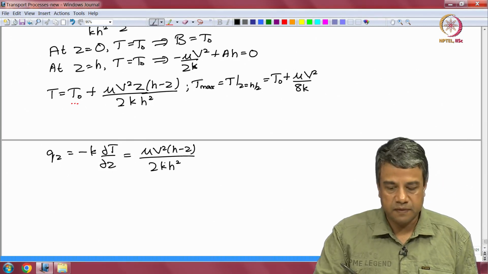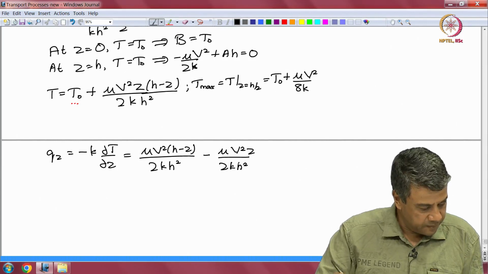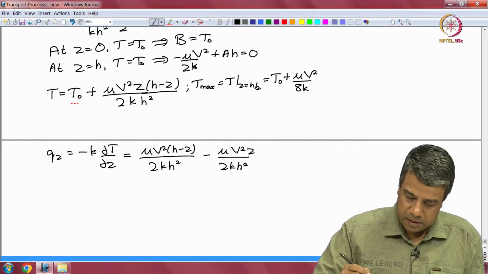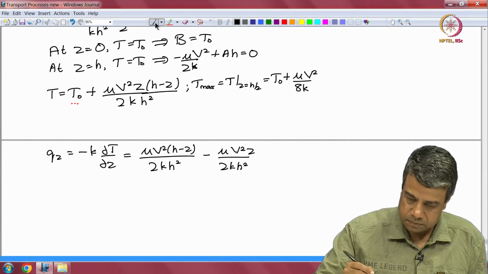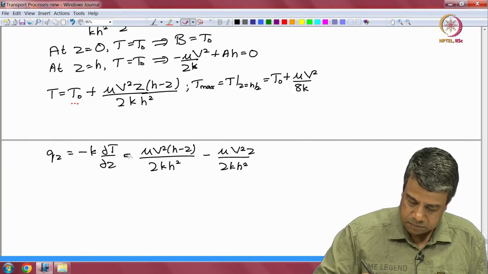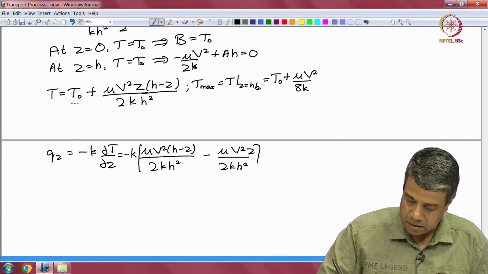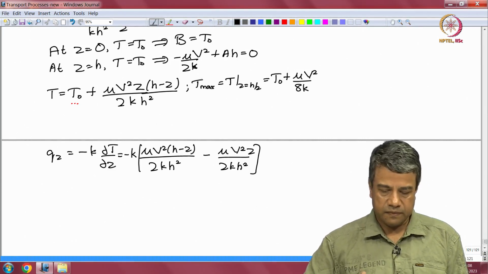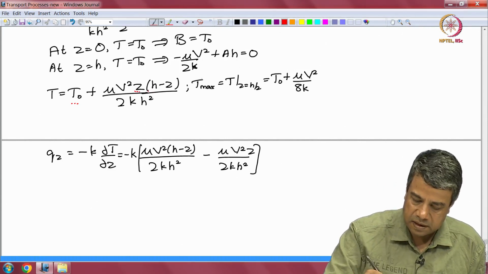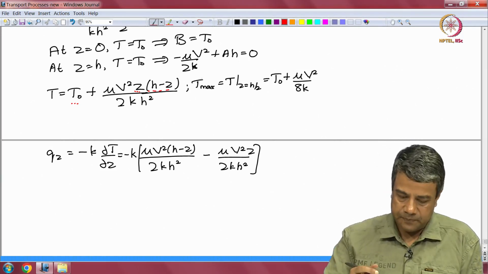Okay, that is the derivative of the first z term. Then I will get another minus mu v square z by 2 k h square. I should have a negative sign here. So, minus k into this whole thing. Minus k into the derivative. So, first I differentiated this first z here, then I differentiated the second h minus z. When I differentiate h minus z, I get a minus 1 factor.